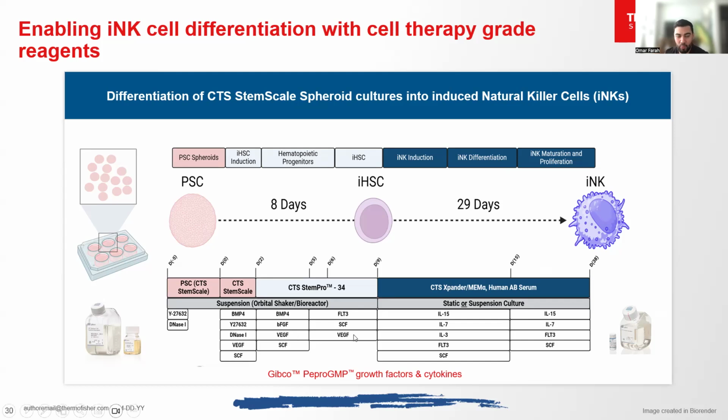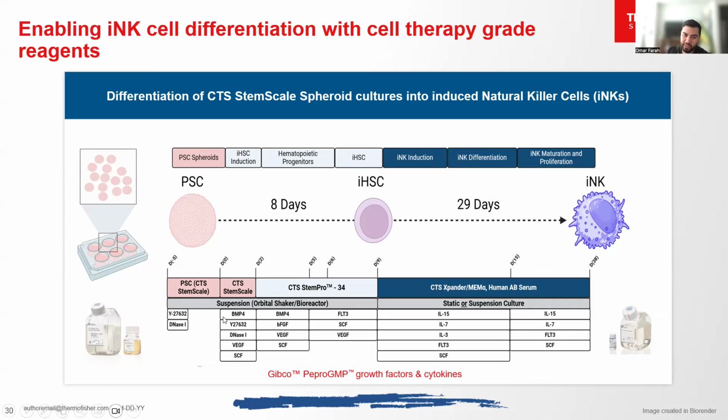And I won't go into too much detail again here. I just wanted to show this as another example of another mesoderm lineage that we can differentiate into. One thing I will call out is you'll notice that a lot of the medias here have CTS in front of them, right? So CTS stem scale, CTS stem pro 34, CTS NK expander. CTS is just an abbreviation for what we at Thermo call cell therapy systems. This is a Thermo Fisher terminology for some of our products that are geared towards clinical application, right?